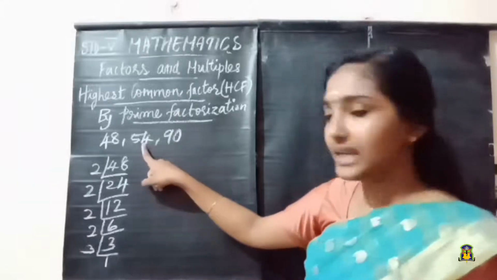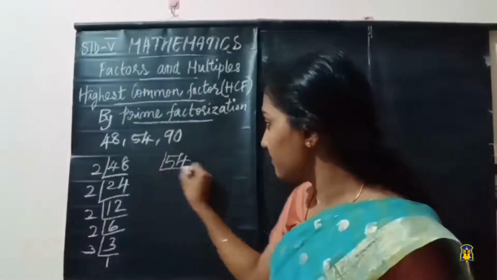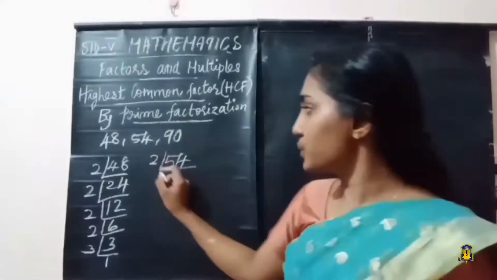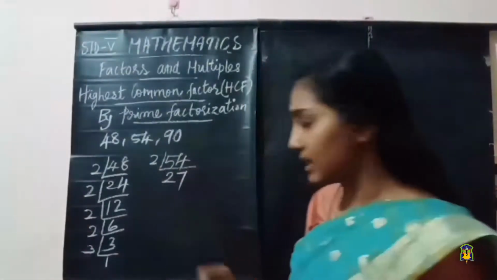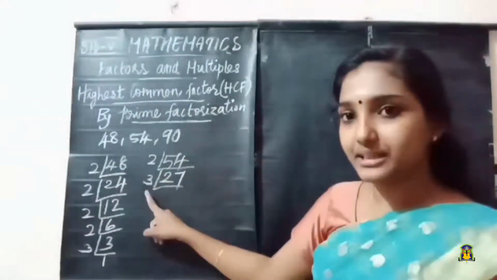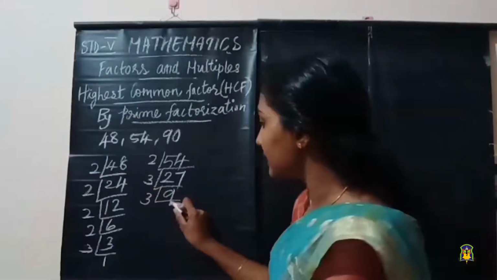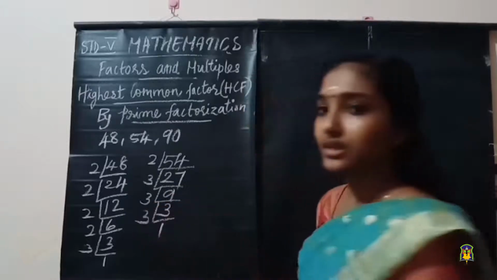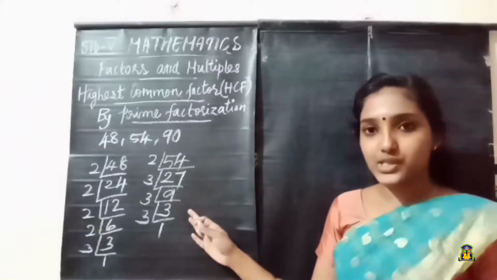Moving on to our next number, 54. We'll do the prime factorization of 54. 54 divided by 2 is 27. Then 27 divided by 3 is 9. 9 divided by 3, we get 3. Again 3 divided by 3 is 1. So we have done the prime factorization of 54.